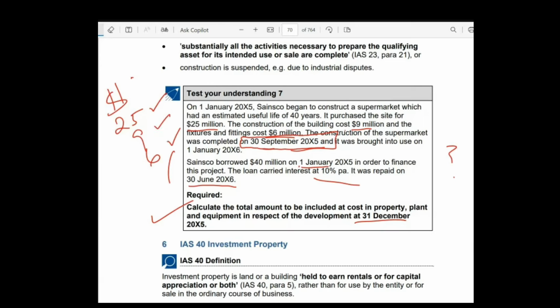The last topic of this chapter is IAS 40 investment property. Investment property you have to memorize, as we discussed earlier. All the IAS or IFRS things coming in your textbook, you have to memorize according to your exam style.